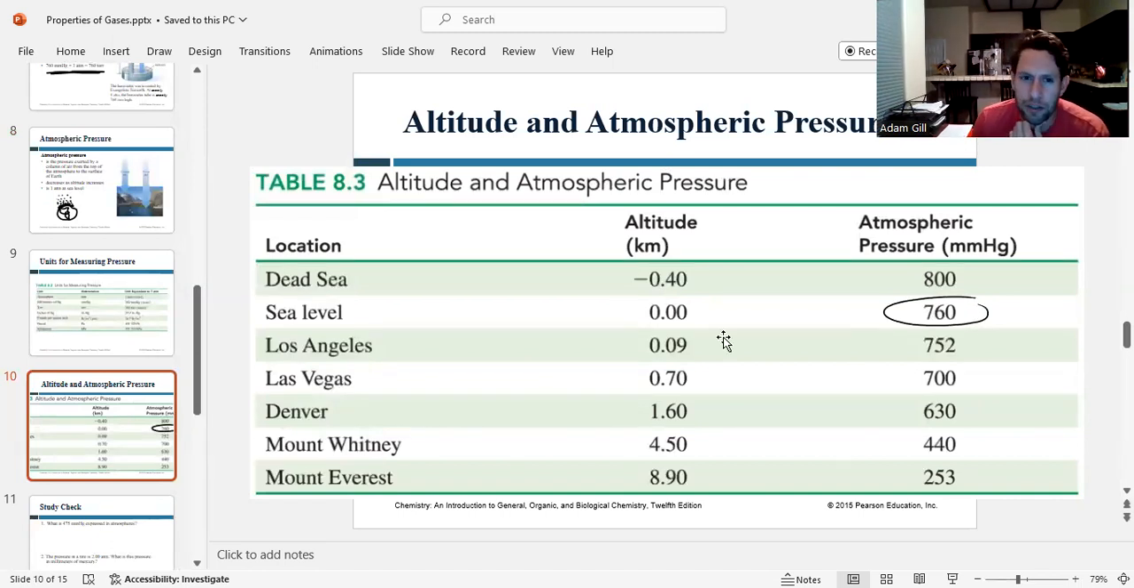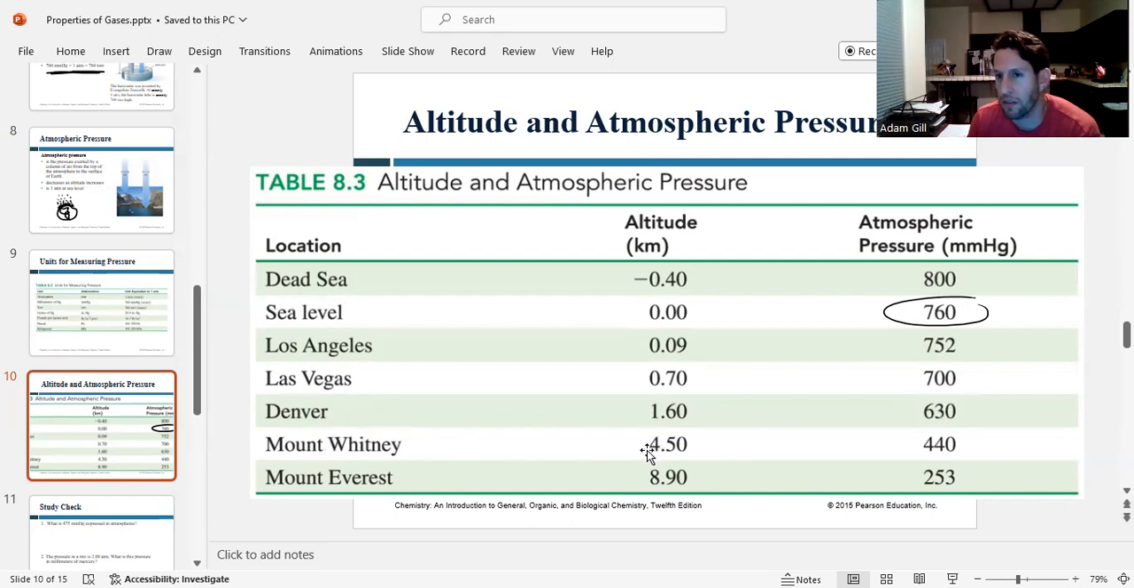The lowest point on Earth is the Dead Sea in the Middle East, and it's 400 meters below sea level, and the air pressure is actually higher. It's 800 millimeters of mercury. LA is slightly above, right? So the air pressure is a little low. Vegas is 700 meters above sea level. The air pressure drops to 700 millimeters of mercury. Denver is about a mile above sea level, and the air pressure is only 630 millimeters of mercury.